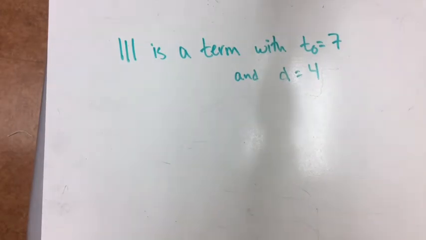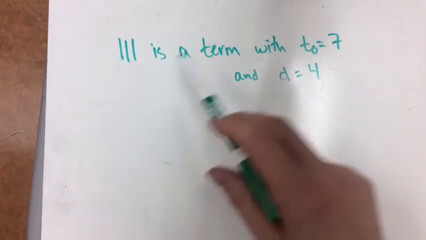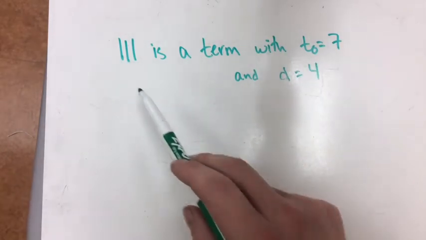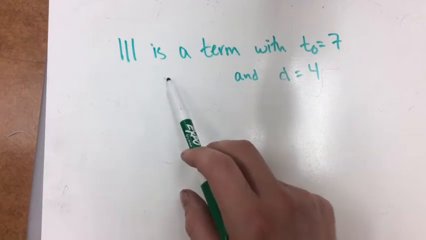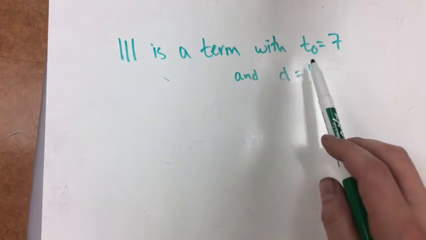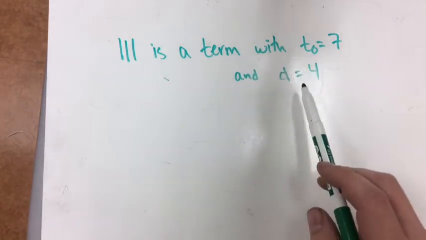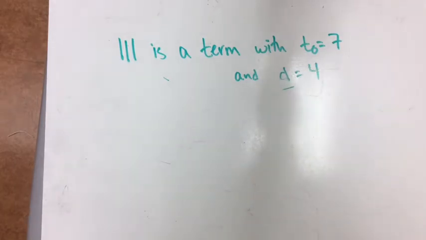Okay, so this section is 11.2 and 11.3. This is just kind of going over one new definition and some certain problems that we might see. This is one in which we might see it'll say something like 111 is a term with t of 0 is 7 and d equals 4, or the difference generator is 4.